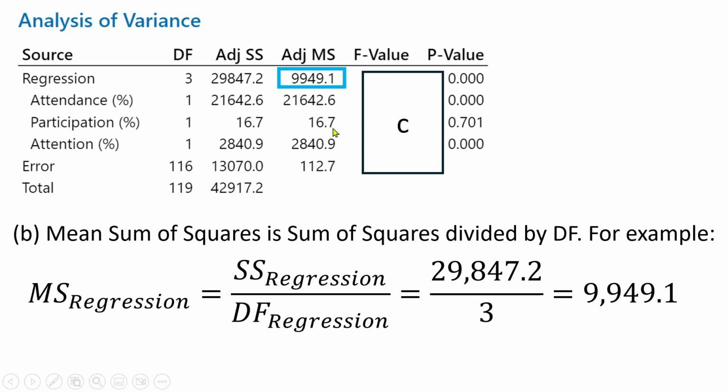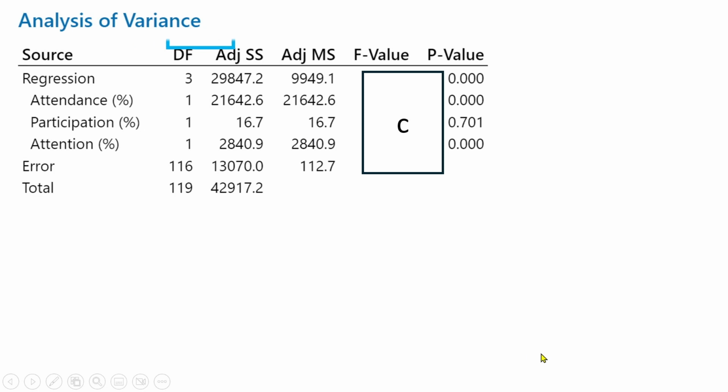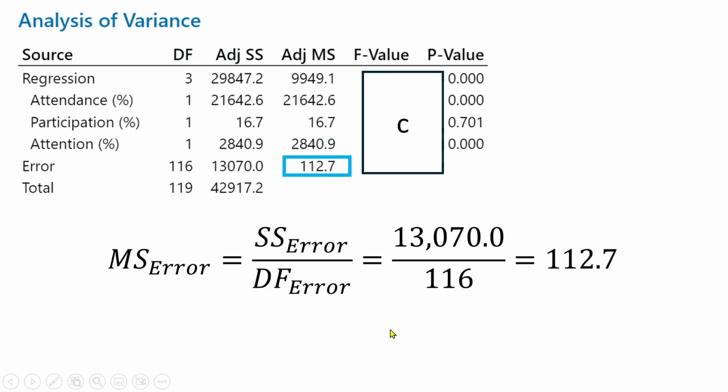Likewise for all of the other mean sums of squares. So for example, if we're going to look at the error, where did this number come from? Well, that's just equal to the sum of squares for the error term divided by its degrees of freedom. So it's that 13,070 divided by the corresponding degrees of freedom, and we get 112.7.